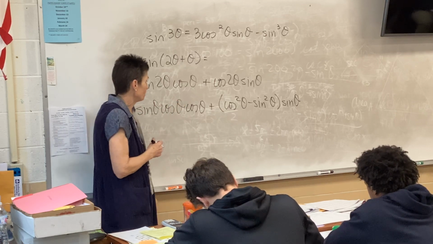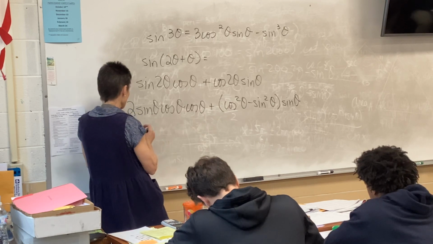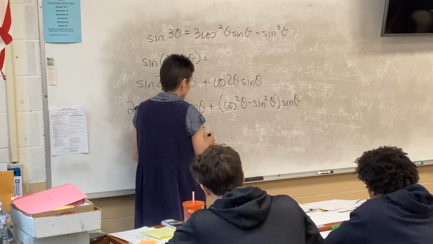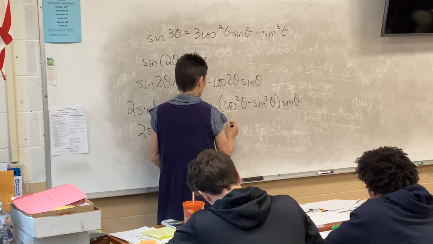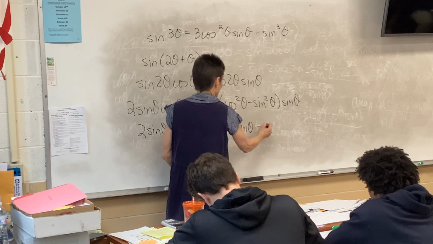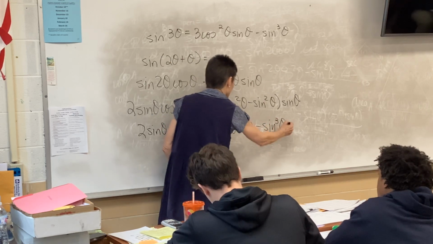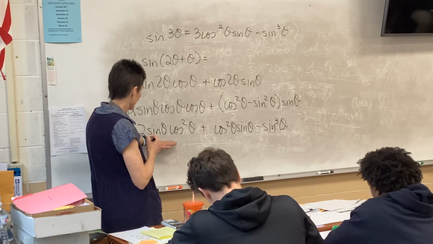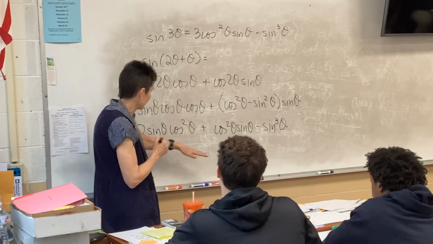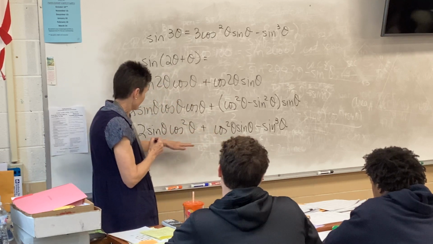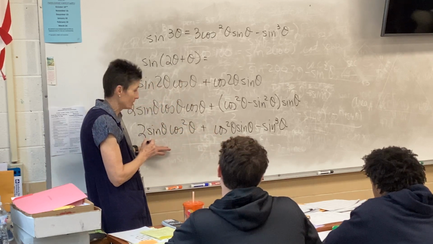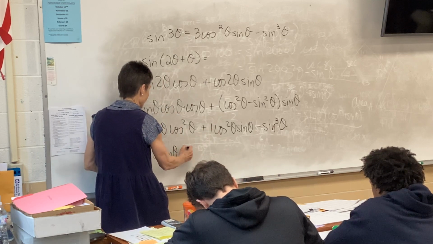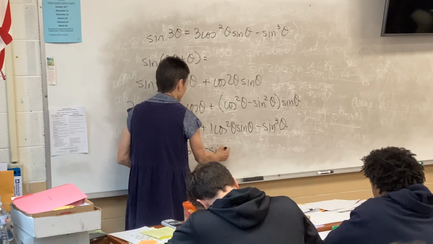All right, so I'll distribute over there. This is actually gonna be 2 sine cosine squared. And then this is gonna be cosine squared sine minus sine cubed. All right, things are looking up here. What about these two right here? What are these? Aren't they like terms? So you got 2 of them and 1 of them, so we have 3 sine cosine squared minus sine cubed.